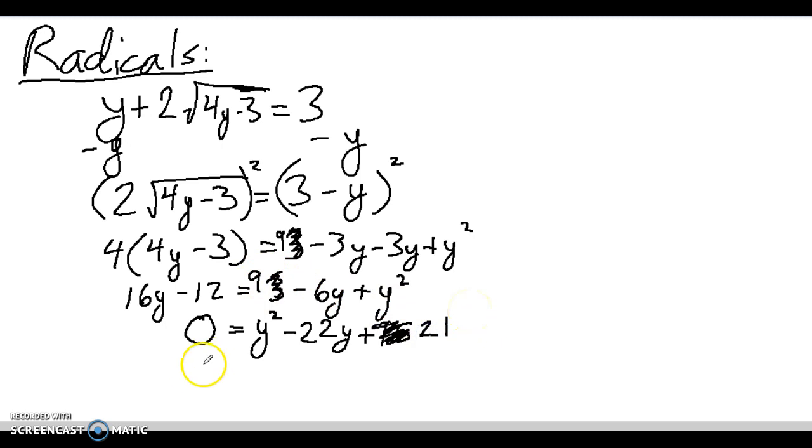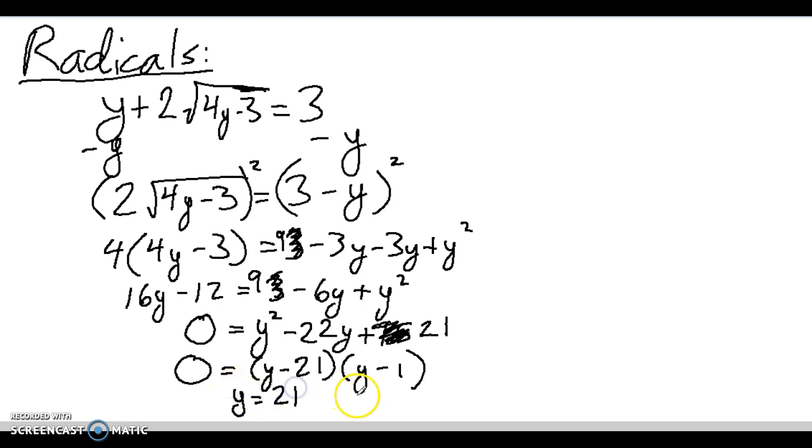And how do we solve a quadratic? We factor it. So we have 0 is equal to, I need two things that multiply to 21 and add to 22. Well, 21 and 1 sounds good to me. So y minus 21 times y minus 1. And double check, that's y times y is y squared. Negative y minus 21y is negative 22y. And negative 21 times negative 1 is positive 21. So in theory, this tells me y equals 21 and y equals 1.